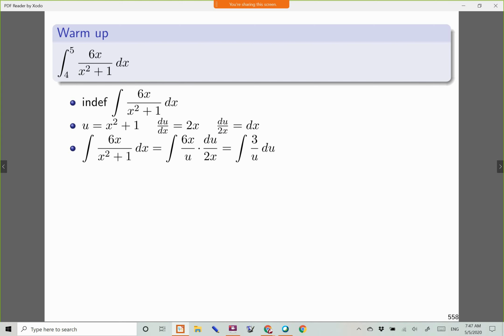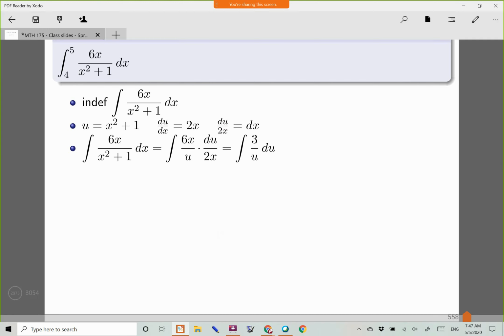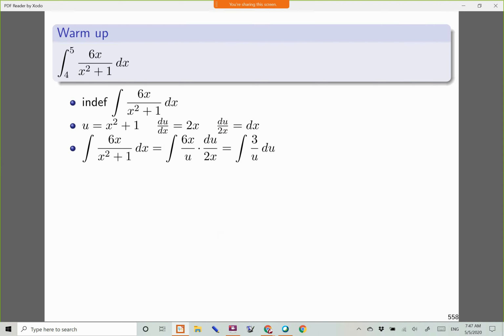And then now we're at a stage where we're ready to take this thingy and anti-differentiate. So this should be 3 times ln of absolute value of u plus c, and then replace the u with what we selected a moment ago, which was x squared plus 1. Okay, so there's the indefinite integral, right?